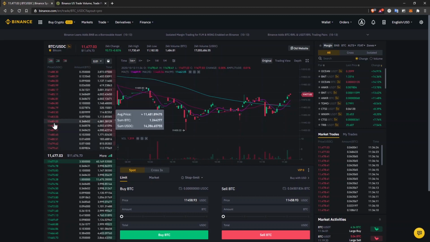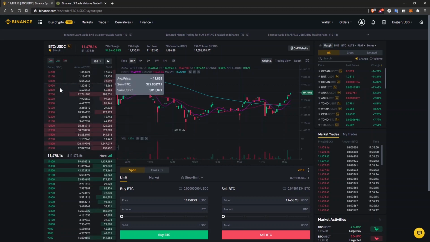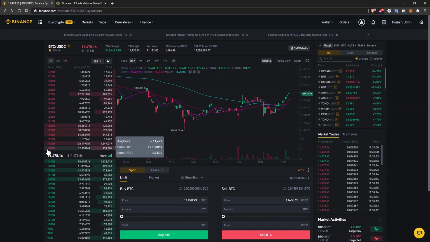And you can change the precision of these values by clicking here. The precision now is 0.01, but I can change the precision up to 100. And you can see that at around $11,500, there are 12 bitcoins to be sold. At this price there are 100 bitcoins to be sold, and so on and so forth. This is important because if you want to buy 1000 bitcoin, for example, you have to take into consideration the people that are selling bitcoin to you and at what price.